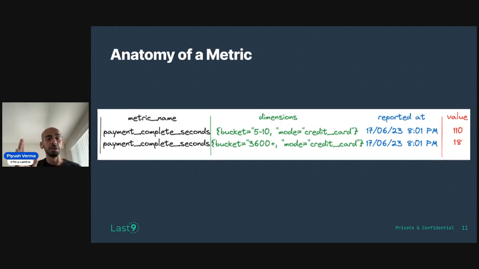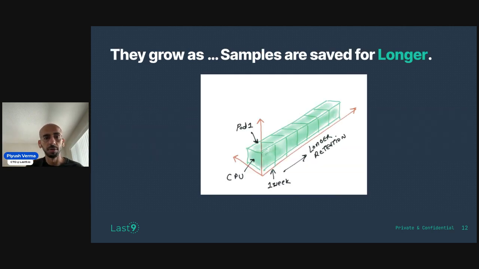Now, let's dissect it further. The first part is called the name of a metric, which is what you are measuring. Here we are measuring the time taken to complete a payment. Then there are the dimensions, which is what you are measuring it for. Now, this could be mode credit card, a bucket, and what is the reporting time? That is, the time at which this was reported, and then there's a value for it. Now, think about how this comes in. As you have more and more recordings coming in, maybe the metric name and dimensions don't change as much, but there's a constant influx of reported-at intervals, and there's a corresponding value to each.